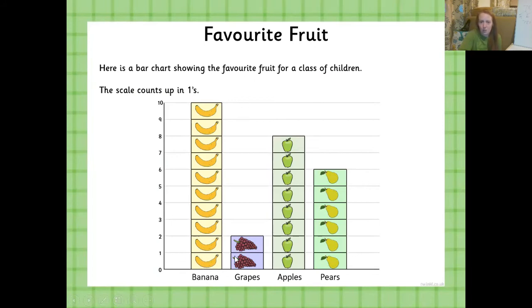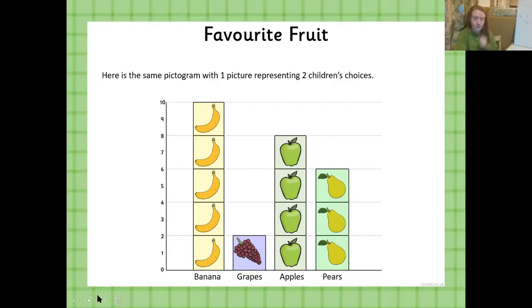If I keep going, one picture of grapes. If I keep going, one picture of an apple. If I keep going, one picture of a pear. So it means that each picture means 1. When I look at the same pictogram, it's still going up in 1s on the side, but look what happens now with my picture. It seems stretched. And it means that, look, this picture means 2. Not 1 anymore, otherwise it would be down here, the picture. It means 2. This one is another 2.